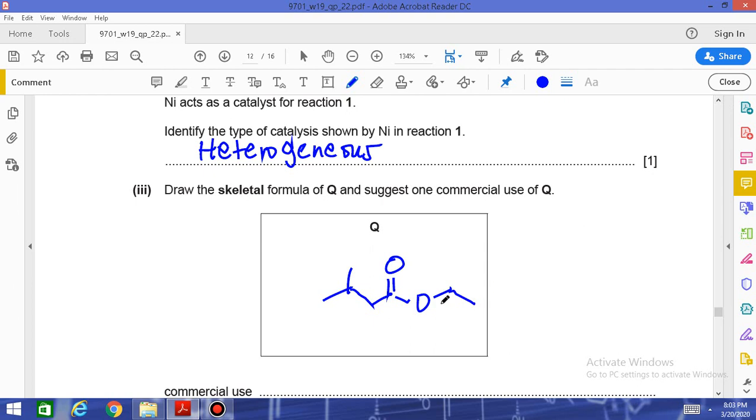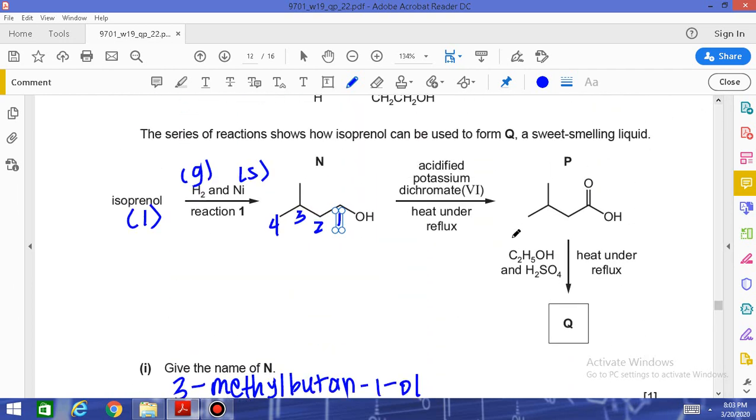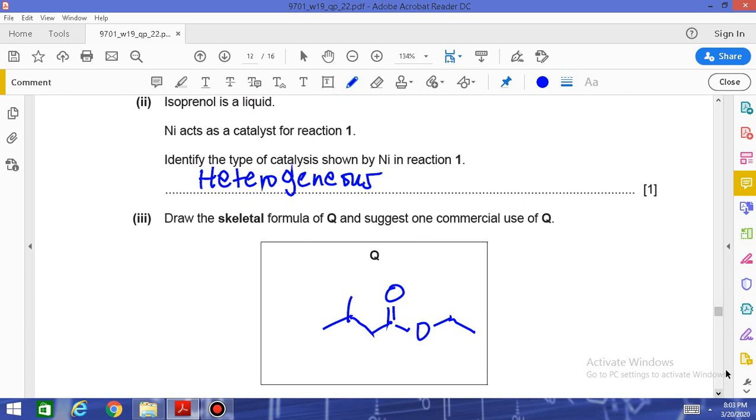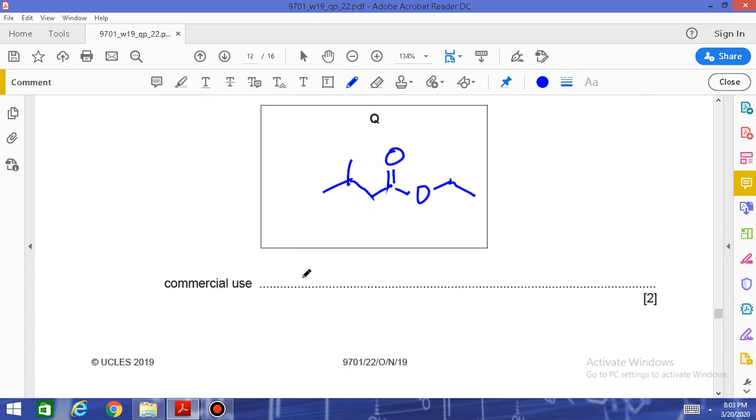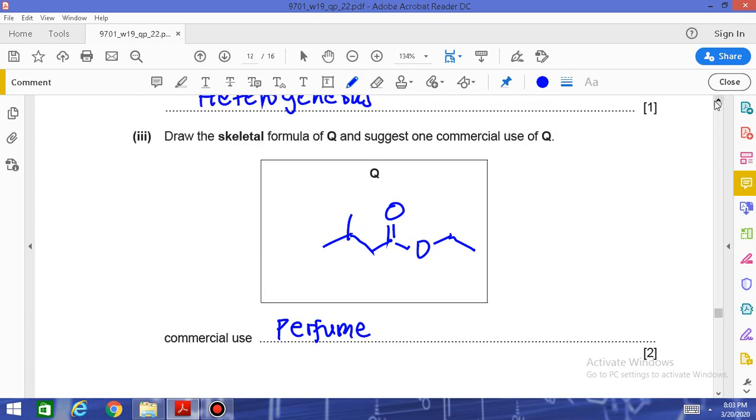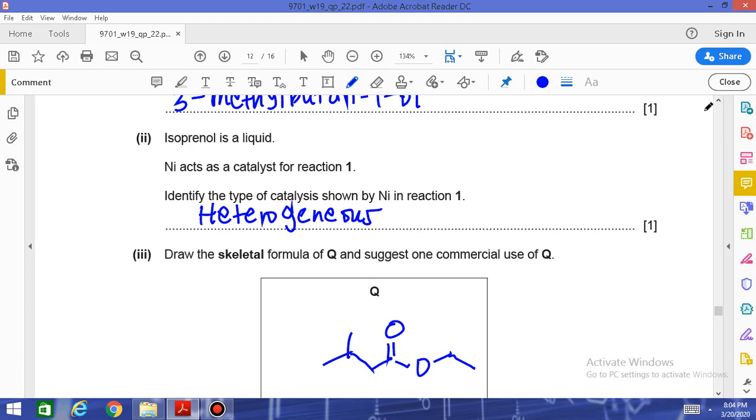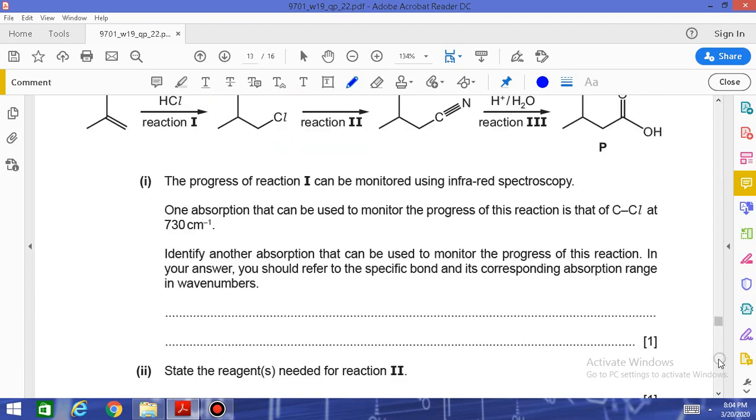So the alkyl is from the alcohol. The alcohol is ethanol, alcohol with 2 carbon atoms, right? So that's why the alkyl is ethyl. Commercial use: perfume, or sweet smelling product, or fruit flavor.